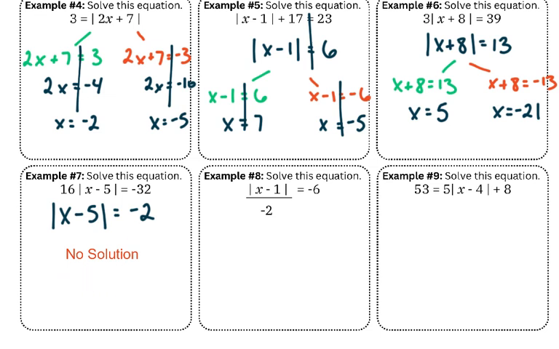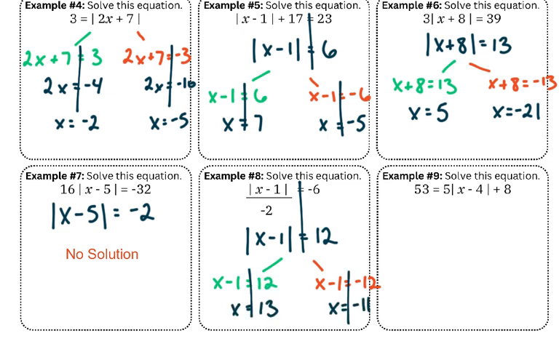However, that does not mean that example 8 has no solution. That's because the absolute value part is not isolated yet. You have to have it isolated before you can determine how many solutions it has. So let's do our first step. How do we get rid of that divide by negative 2? You would multiply by negative 2 to both sides. When you do that, a negative 6 times a negative 2 is a positive 12. Now we can set our two cases and solve. Sorry, that positive case should be a positive 12. And the two solutions could be x equals 13 or x could be negative 11.